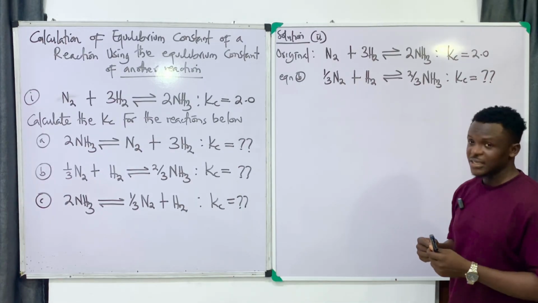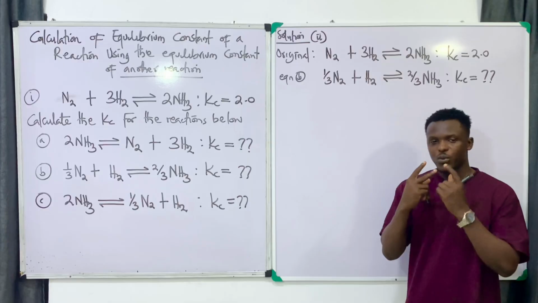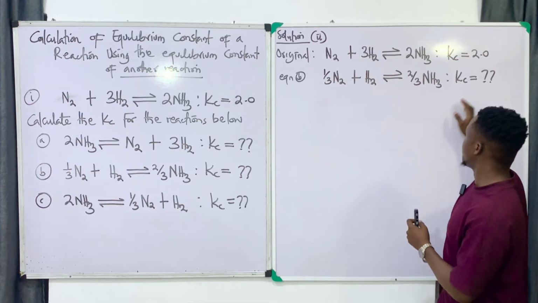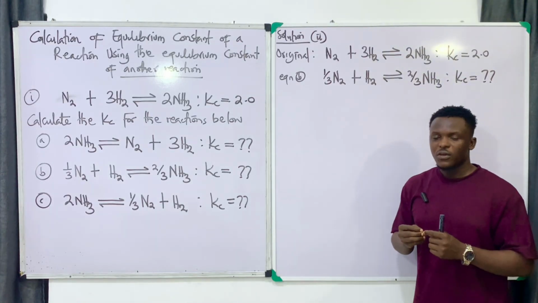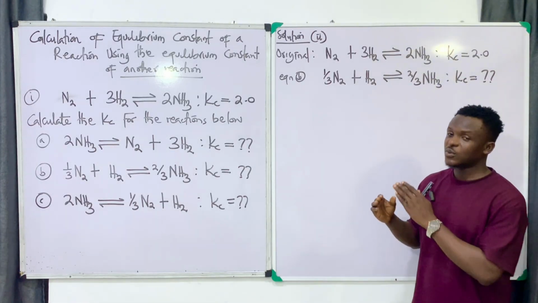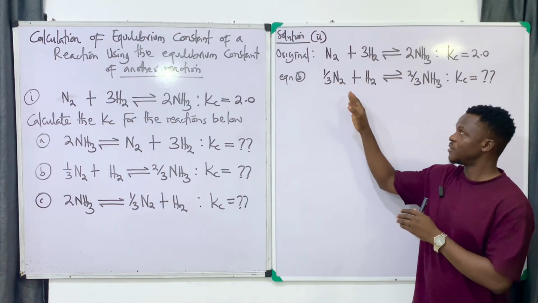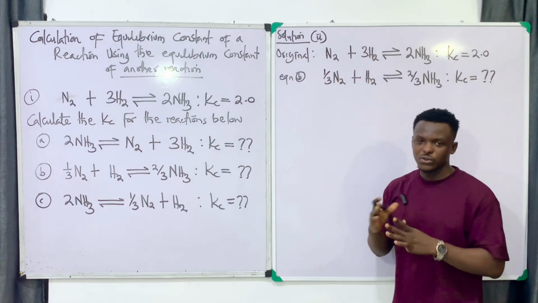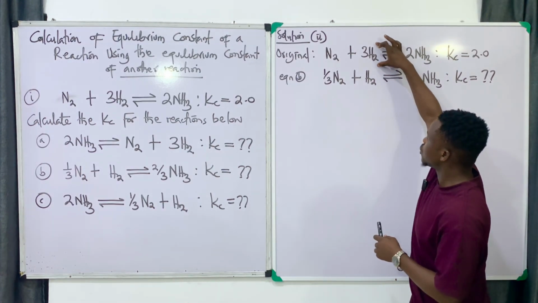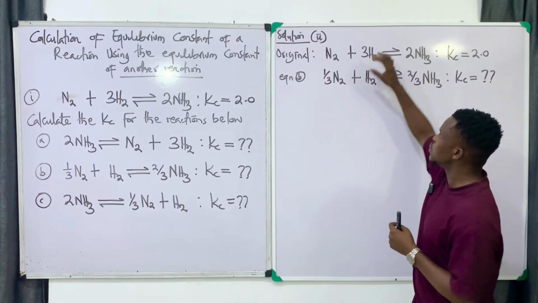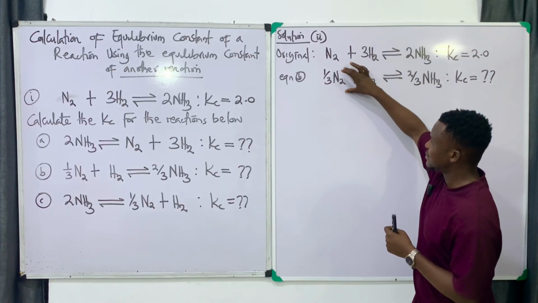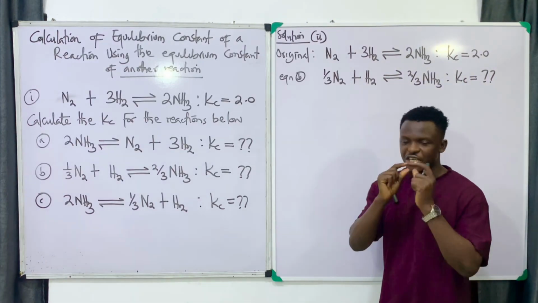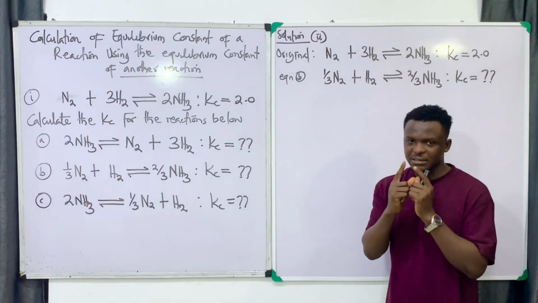Now, remember I told us that anytime you're given two equations, one of them with equilibrium constant given and one of them with equilibrium constant not given, you're going to use the equation whose equilibrium constant was given to find that of the one whose equilibrium constant was not given. So to cut the whole story short, look at this overall equation. What can be done to this overall equation for me to get equation B? It's very simple.